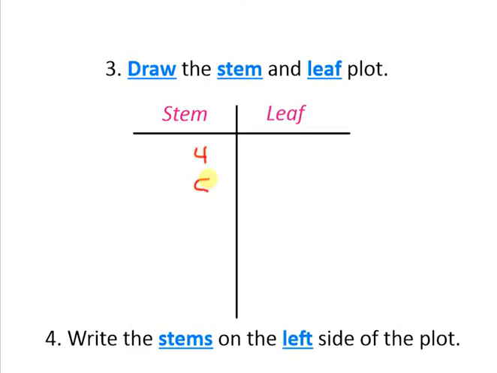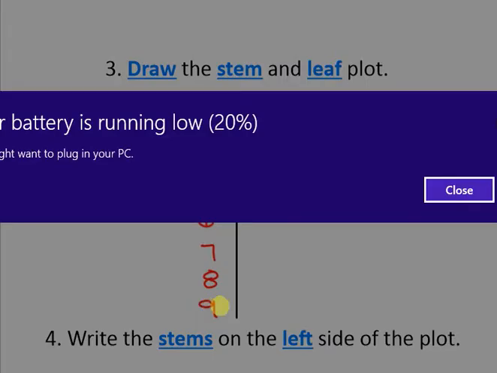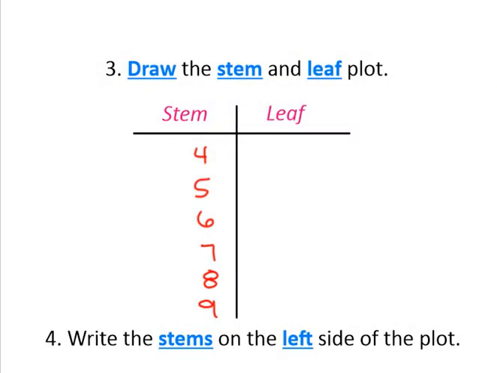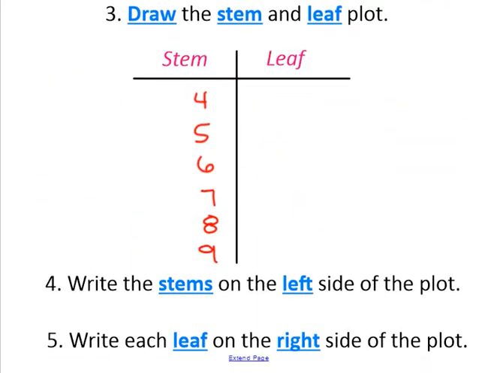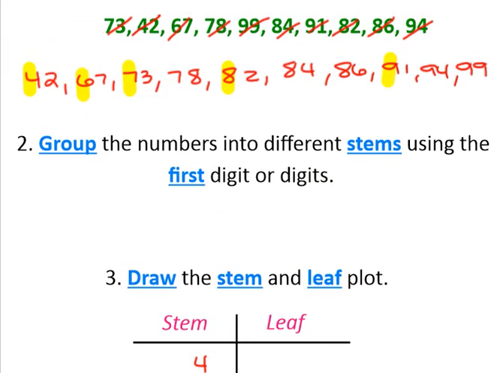4, 5, 6, 7, 8, 9. Okay. Now, step 5, we're going to write the leaf on the right-hand side of the plot. So our leaves, what we're going to do is separate our leaves by commas. So we're going to start with our 4.